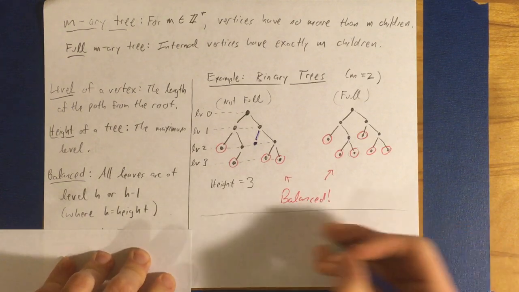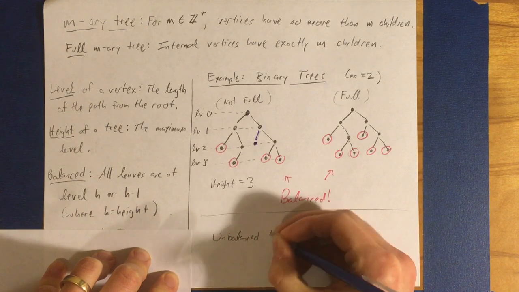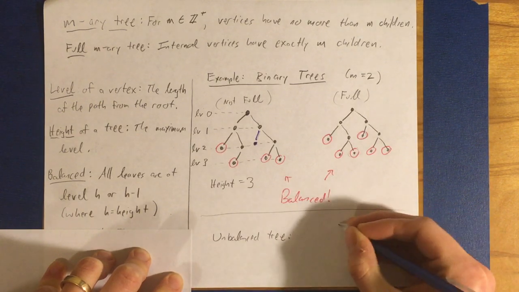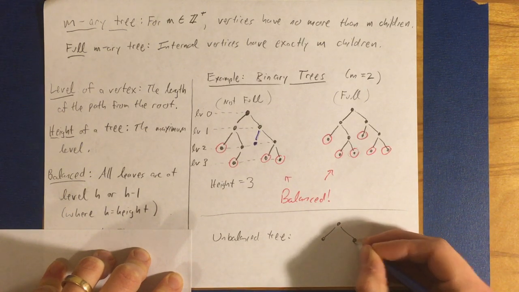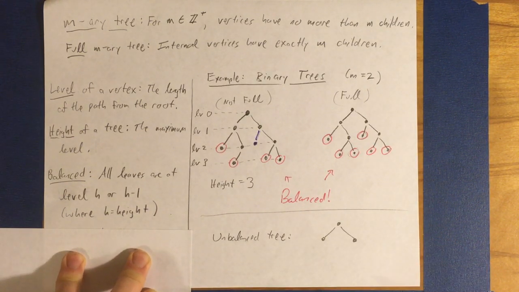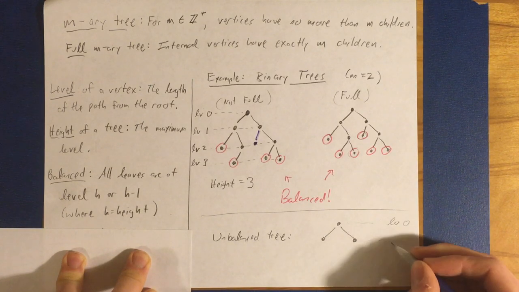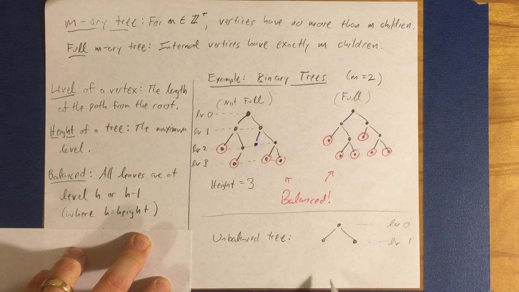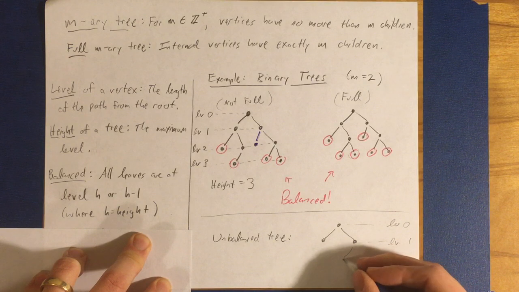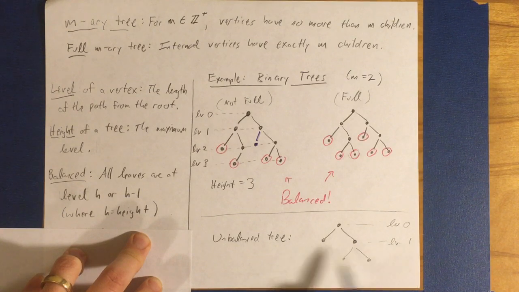Let's just do a quick example of an unbalanced tree. So here, I've so far got level 0 and level 1. But now I'm going to take one of these children and put a bunch more vertices beneath it. So there's a couple of vertices beneath that one. So far, that's still balanced because now we have leaves on level 1 and 2.